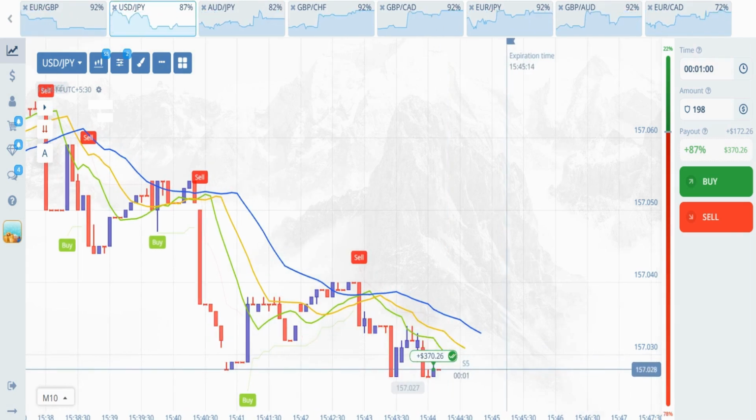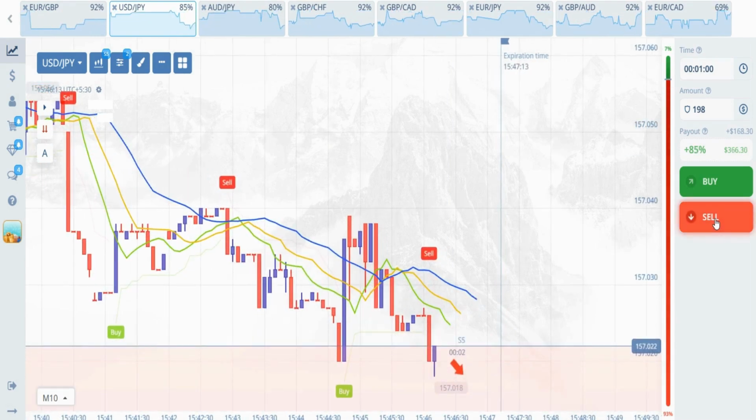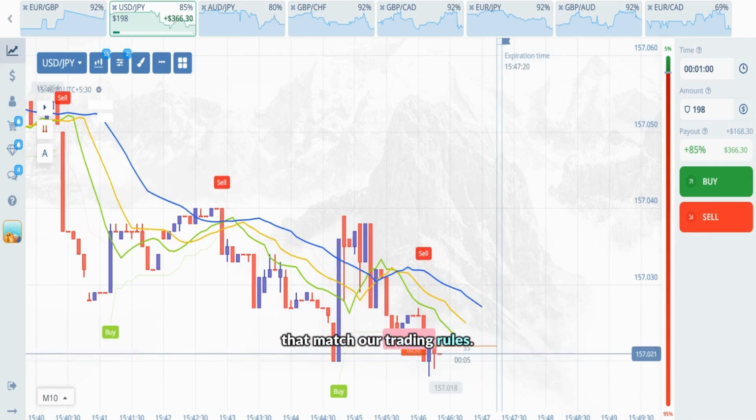We've won this trade. This shows how effective the strategy can be when applied correctly. Let's continue analyzing the market and look for more setups that match our trading rules.